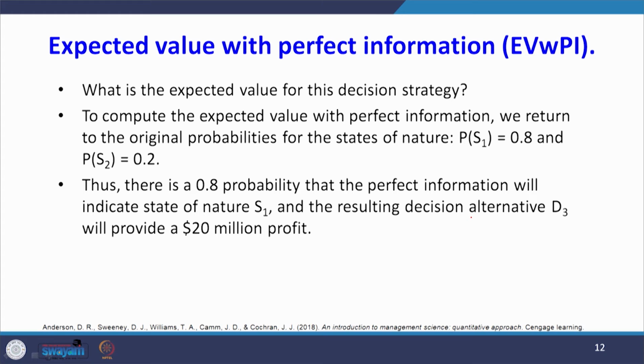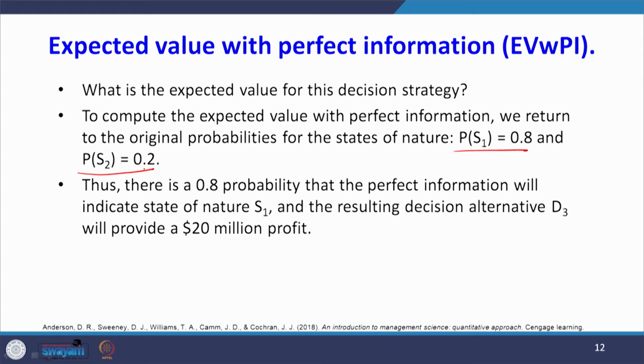So, what is the expected value of this decision strategy? As we know, the expected value is multiplying the payoff with the corresponding probability. So, to compute the expected value with perfect information, we return to the original probabilities for the states of nature. We know that the probability of strong demand is 0.8 and weak demand is 0.2.